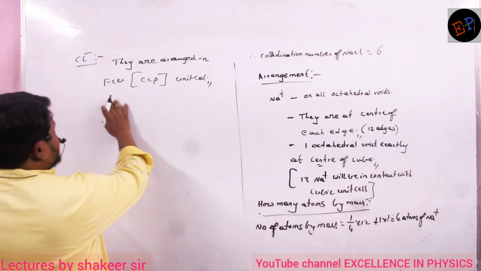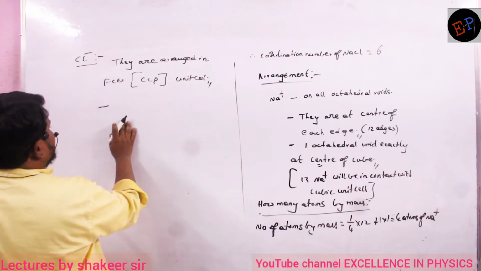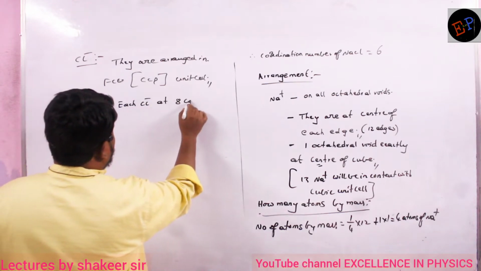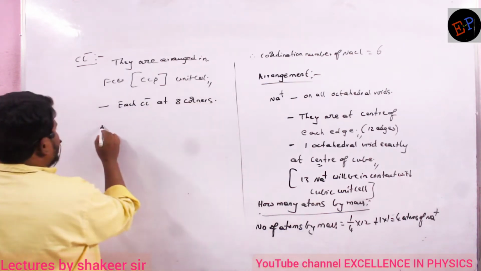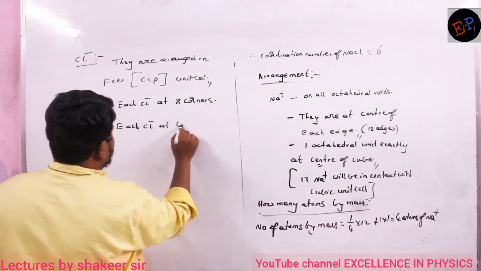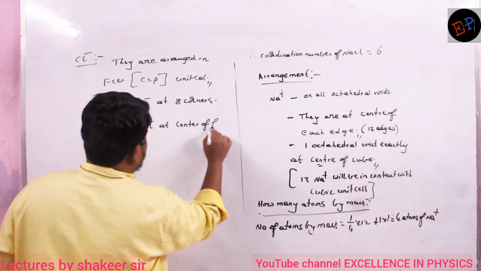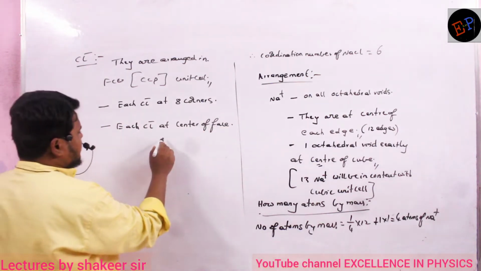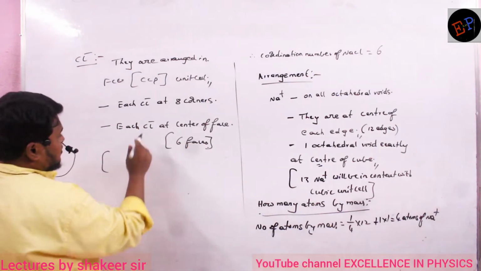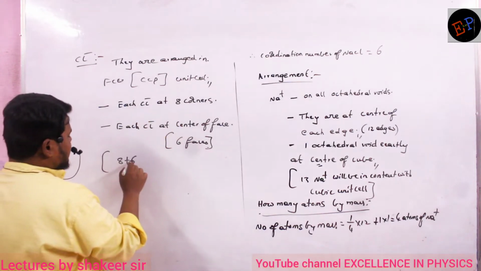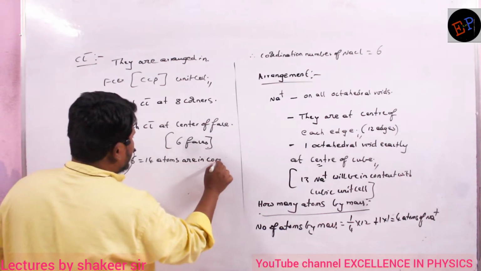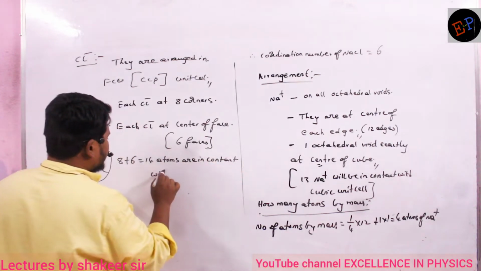So write down that. So therefore, unit cell means what? So each Cl minus at 8 corners. That's all. And each Cl minus at center of face. So total how many faces? 6 faces. So total how many atoms are in contact? 8 plus 6, 14 atoms are in contact. 14 atoms are in contact with what? Unit cell, cubic unit cell.